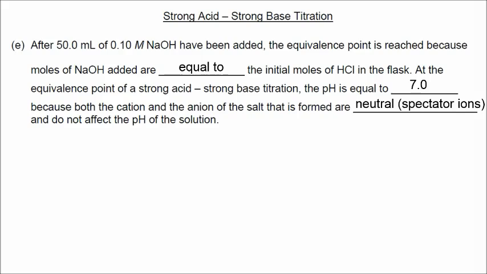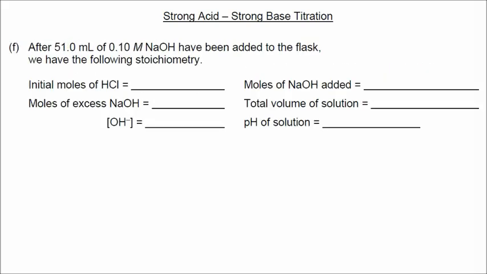Now we're going to go past the equivalence point and see if the pH rises even more. So we're at 51 milliliters. We're 1 milliliter beyond the equivalence point. Remember, we had 0.005 moles of HCl. We've now added 51 milliliters. That's 0.0051 moles of sodium hydroxide. So the sodium hydroxide is in excess. There's the amount of sodium hydroxide in terms of moles that we have in excess. Our total volume is 101 milliliters or 0.101 liters.